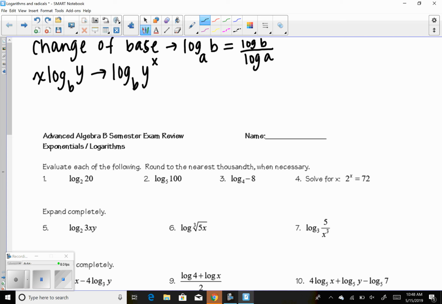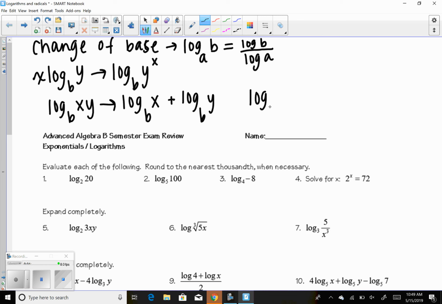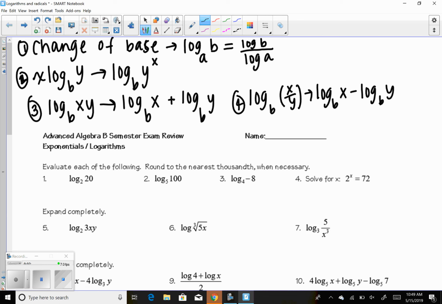Do you remember we've got the multiplication and the division? If you had log base b of x times y, all of that together, that is equivalent to log base b of x plus log base b of y. And then the last one was the division, log base b of x over y. Remember, that can be rewritten as log base b of x minus log base b of y. So these are four really important things to remember with logarithms.